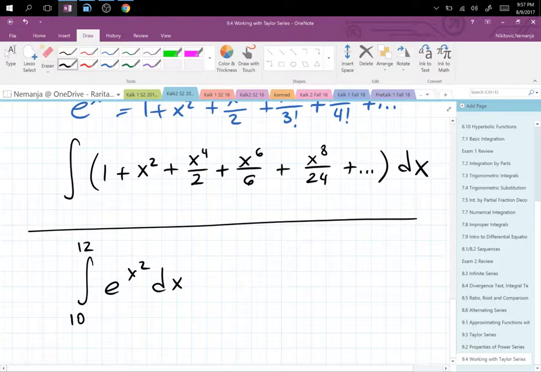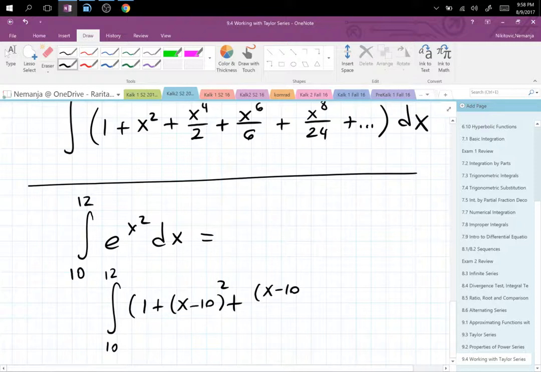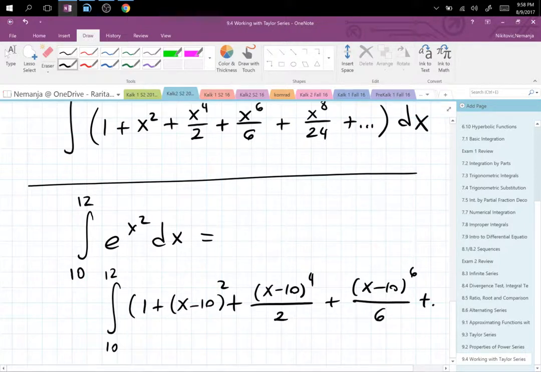This is an applied problem. So this one, you are expanding, right, 10 to 12. You are expanding this: 1 plus (x minus 10) squared plus (x minus 10) to the 4th over 2 plus (x minus 10) to the 6th over 6, and I got tired. dx.